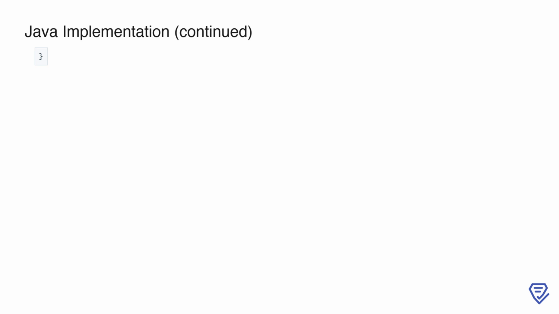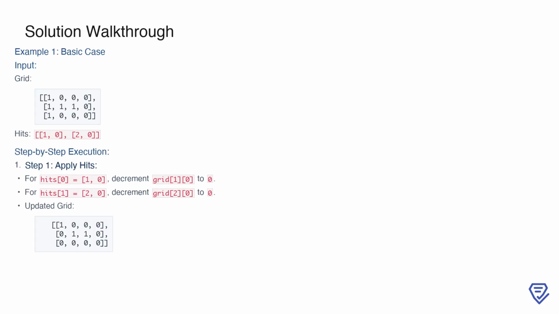The entire solution is now complete, leveraging efficient data structures and algorithms to solve the problem of determining how many bricks fall after each hit. In this example, we start with a grid and a series of hits indicating which bricks will be removed. The first step is to apply these hits.